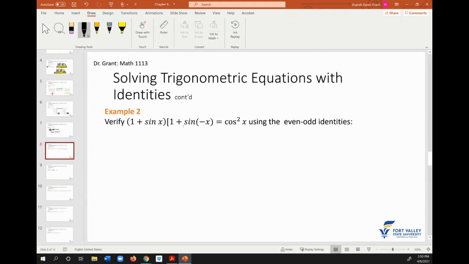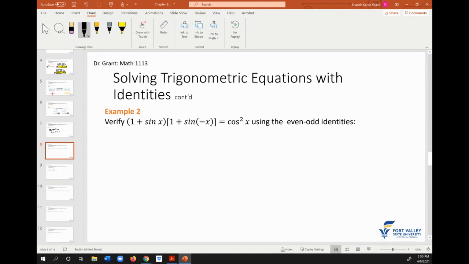Okay, so next we're asked to verify an identity. So we want to verify that 1 plus sine x times 1 plus sine of negative x is equal to cosine squared x. And they're telling us to use the even and odd identities.